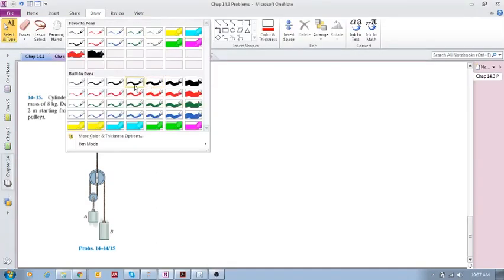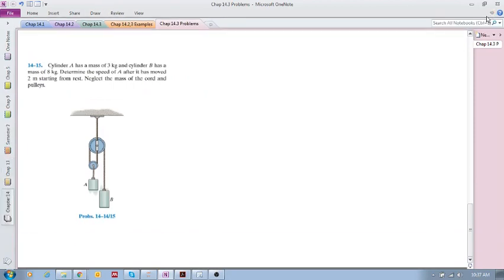Alright guys, let's try Problem 14.15. The reason I chose this is because it has multiple particles in our system. So here we have a system where we don't only have one particle, but a system of particles. So how do we go about solving this kind of problem?